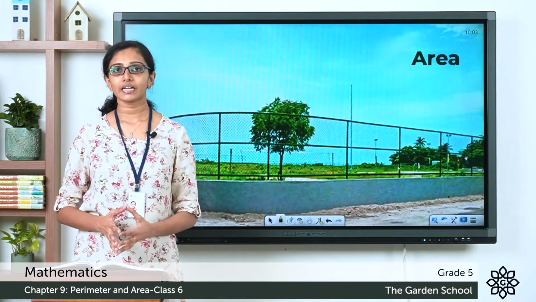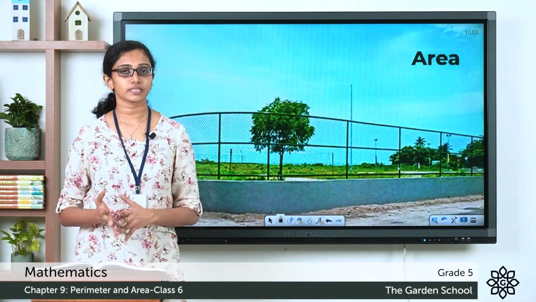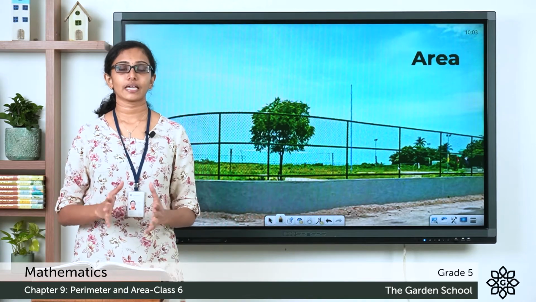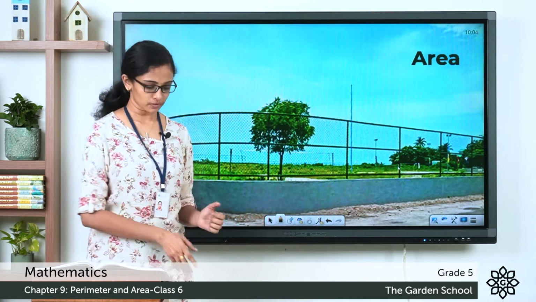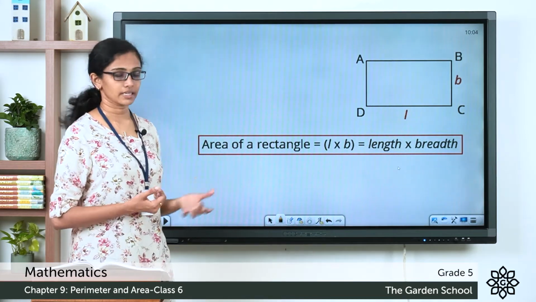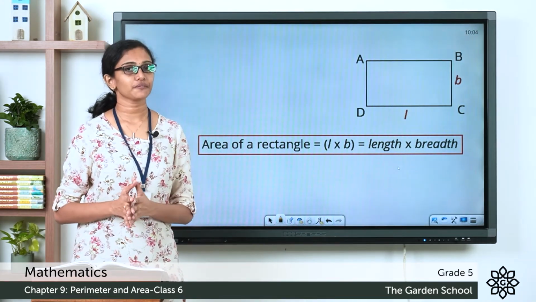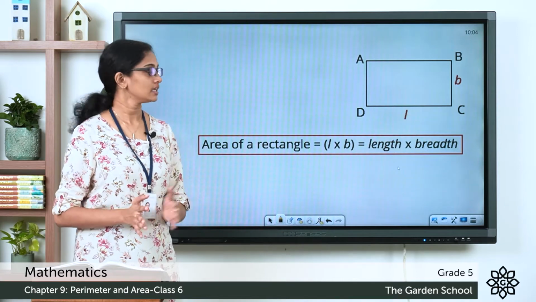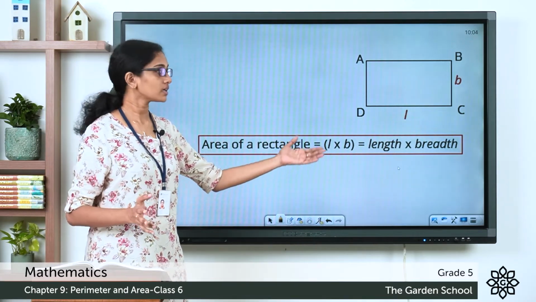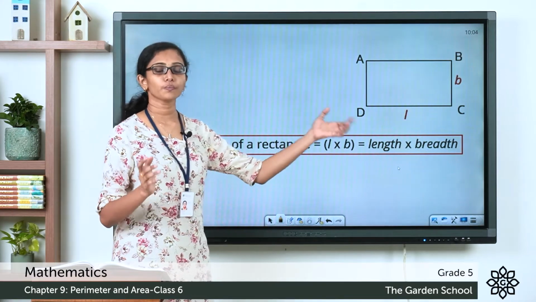So we have been learning how to find out the area of a rectangle and square. Today, let's learn how we can find out the area of a triangle. So before that, do you see this rectangle here? Rectangle ABCD. We have already learned how to find out the area of a rectangle. Area of a rectangle is equal to L into B, or that is equal to length into breadth.